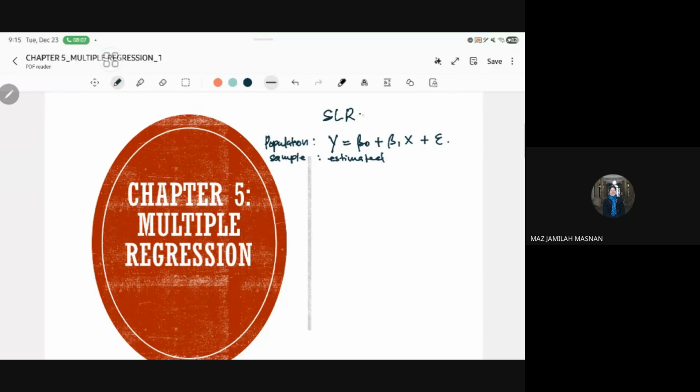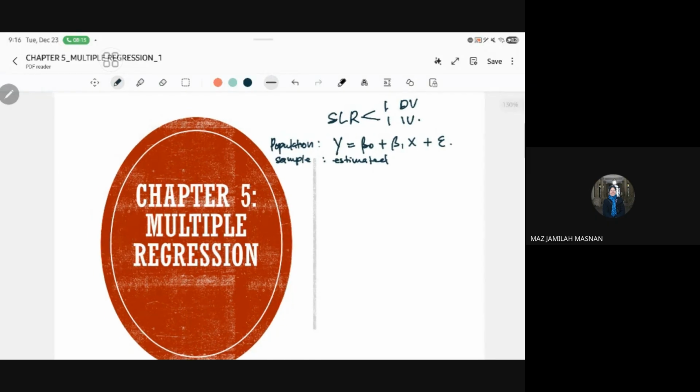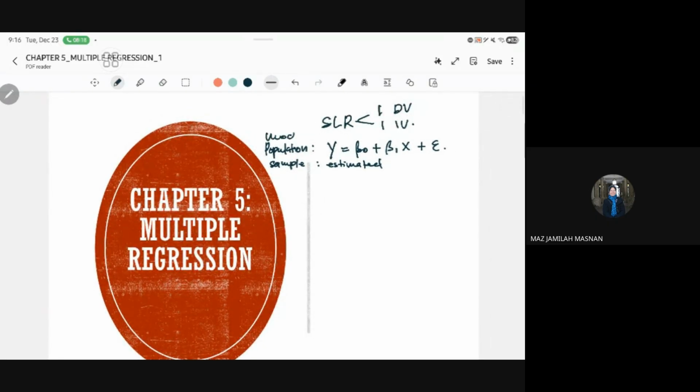So if you have simple linear regression, it means that you have one DV and one IV. Your population model will be given by this one, and your estimated model based on your sample data will be y hat equal to beta naught hat plus beta 1 hat x. That's it. Or sometimes you can see they use a small letter beta naught plus beta 1 x. Either one, but I usually use this one.